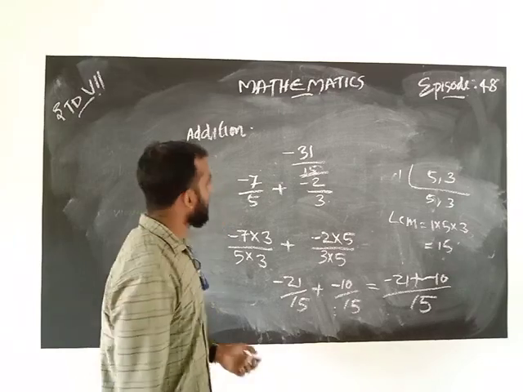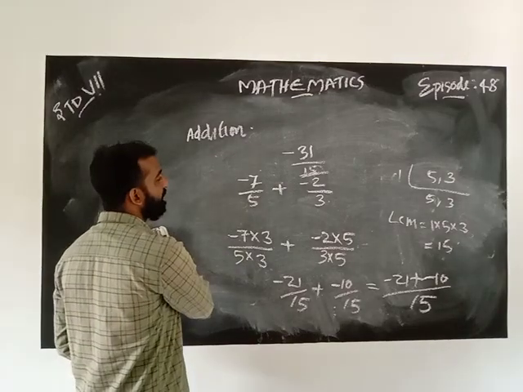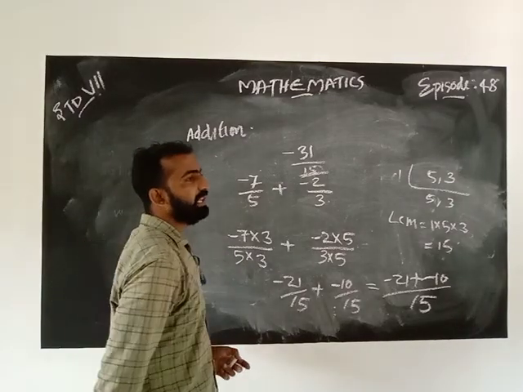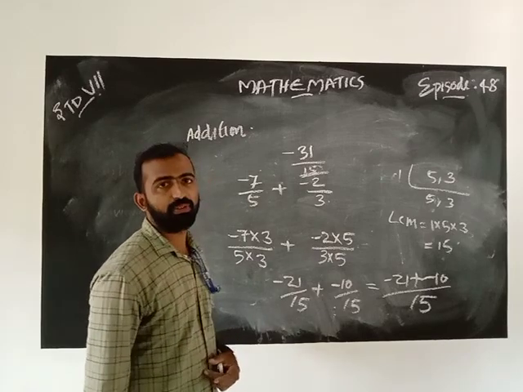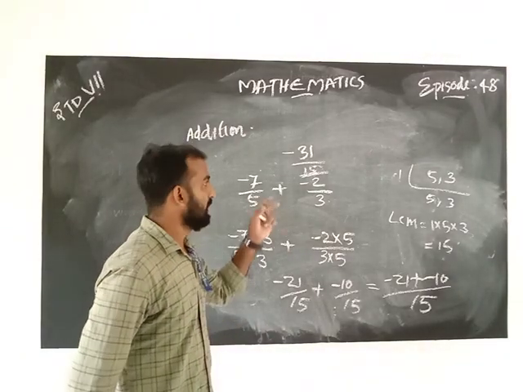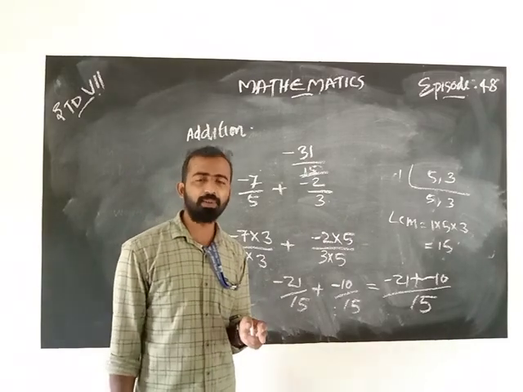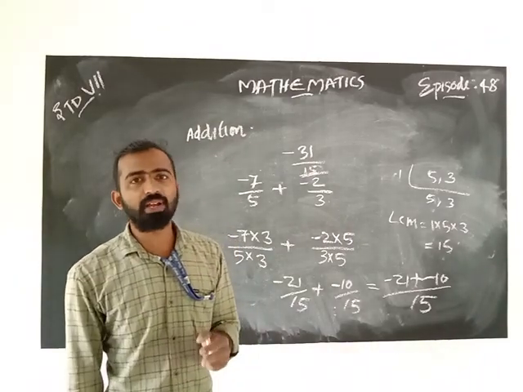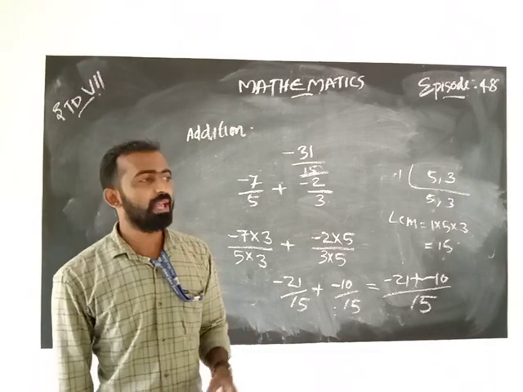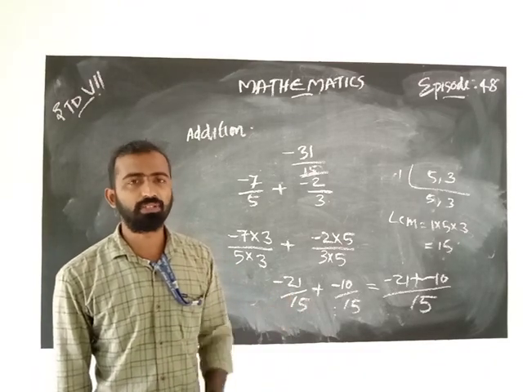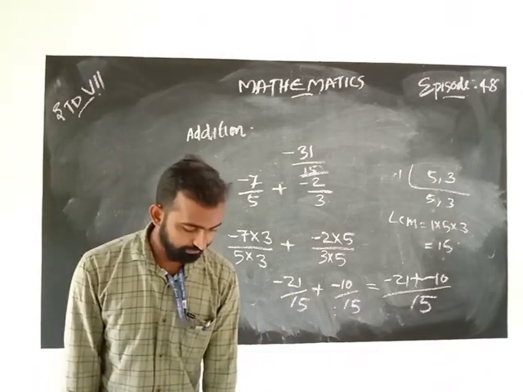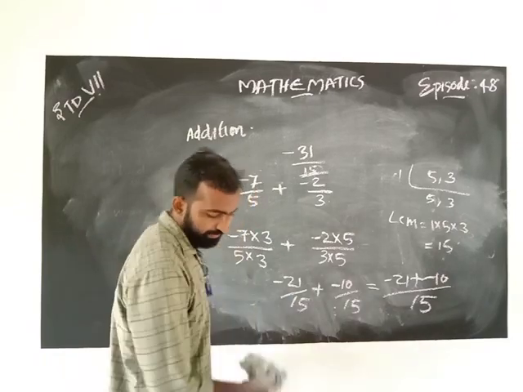And this is the method for adding rational numbers that have different denominators. First we take the LCM, then we convert the denominators into the LCM, and then we add the numerators. Okay.